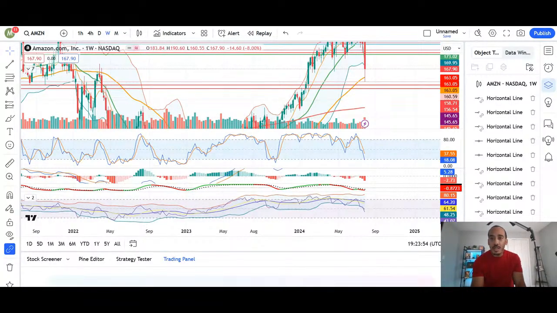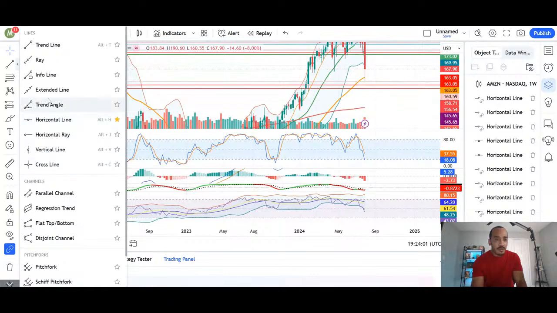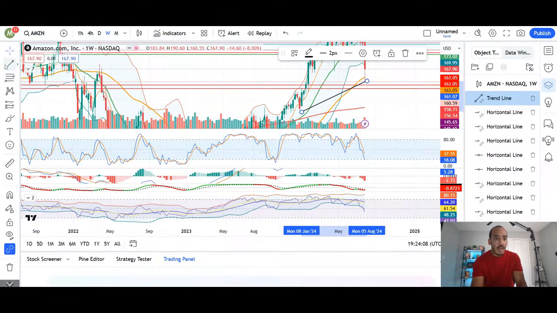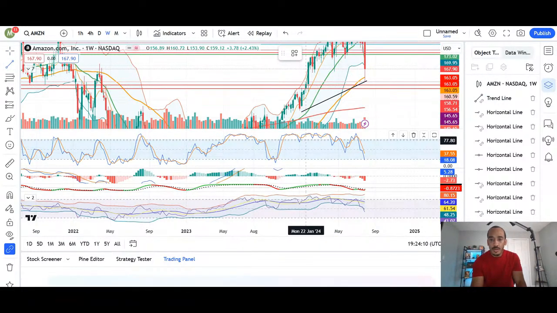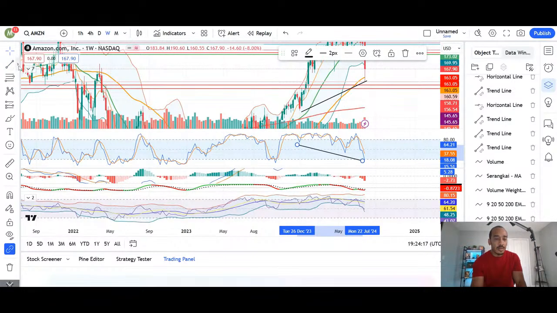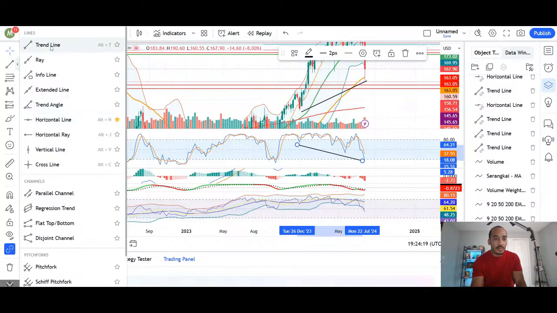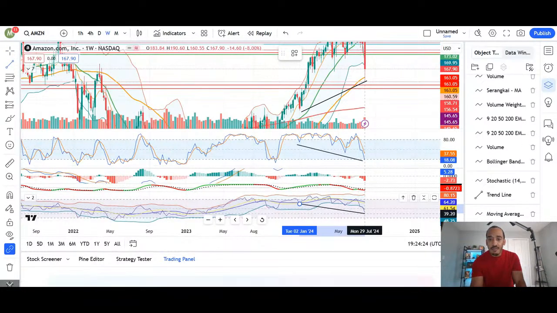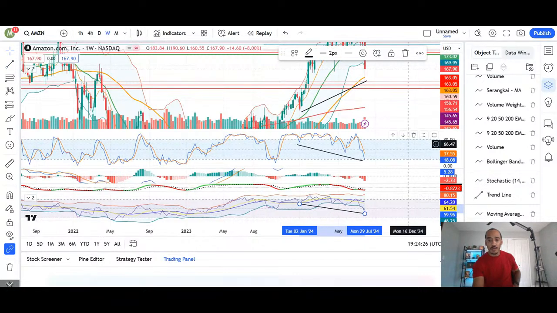So y'all can see why I like the weekly time frame, because we got a divergence, right? We got a divergence on the weekly time frame. We got the stock making higher lows, and we got the indicators making lower lows. See that? Stochastic making lower lows. We got the RSI making lower lows. So we got a divergence on the weekly time frame.